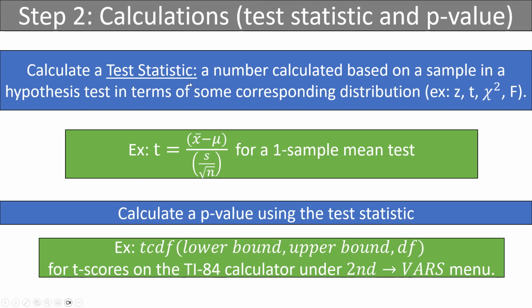This is usually the biggest step because it includes a lot of different calculations. It's really two different things. First, finding the test statistic, and secondly, finding the p-value. But once you've found those two things, you can make your decision and finally write a concluding statement.